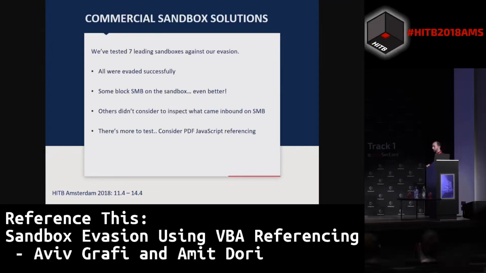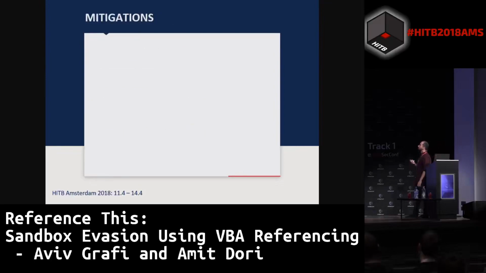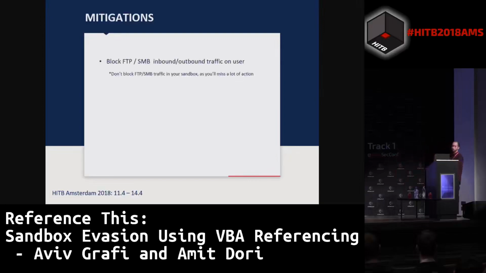Okay, so let's talk about mitigations. First of all, and the most obvious one, if it hasn't been clear so far, you have to block SMB and FTP, which should work on this attack as well, on the user, inbound and outbound. You can't have the user communicating with somewhere remote on SMB, and you have the pass-the-hash attacks and stuff like that. You don't want that. But you do want to inspect SMB on the sandbox. I cannot stress this enough. You want your sandbox to be as loose in security and as enabling as it can be to allow the malware to truly execute.